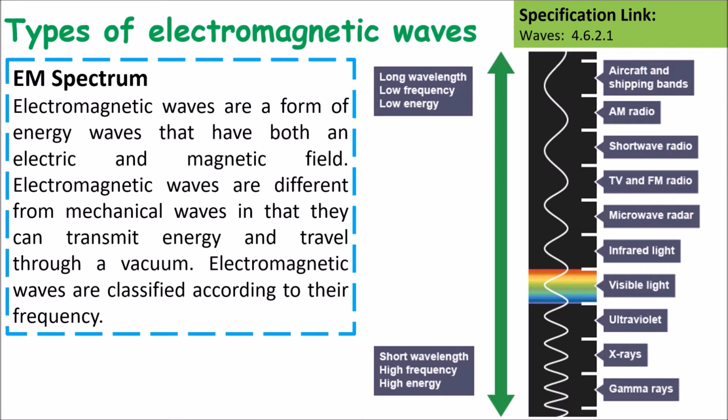So electromagnetic waves are a form of energy waves that have both electrical and magnetic fields. Electromagnetic waves are different from mechanical waves in that they transmit energy and travel through a vacuum. So the electromagnetic waves can be classified according to their frequency. So at the longest wavelength, we've got things like radio waves. However, down at the highest frequency are things like gamma rays.